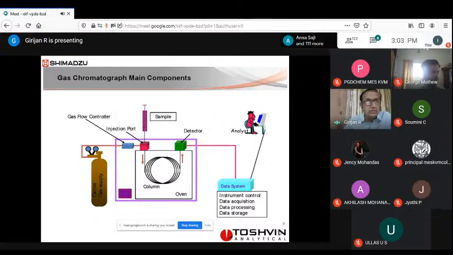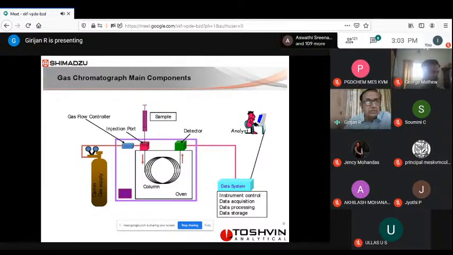They together will go to the column, and you are seeing the column is put inside an oven. And I will say the column is the heart of the system, because the column is going to give you the separation. Ultimately, whatever separation you are getting for your sample is because of the column. So the column is the most important part of the system.